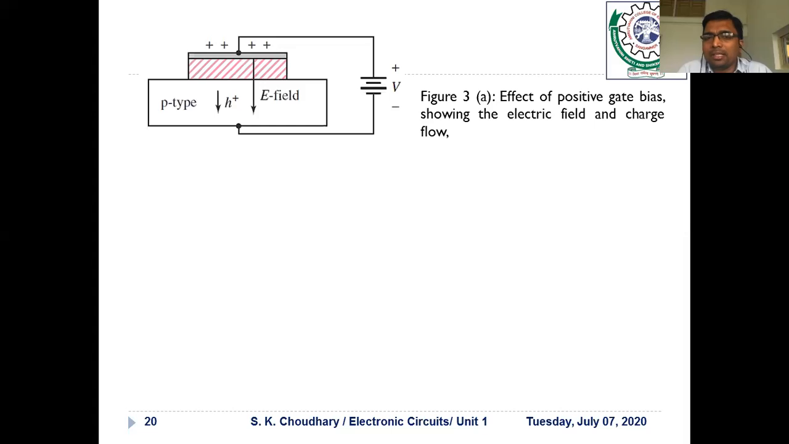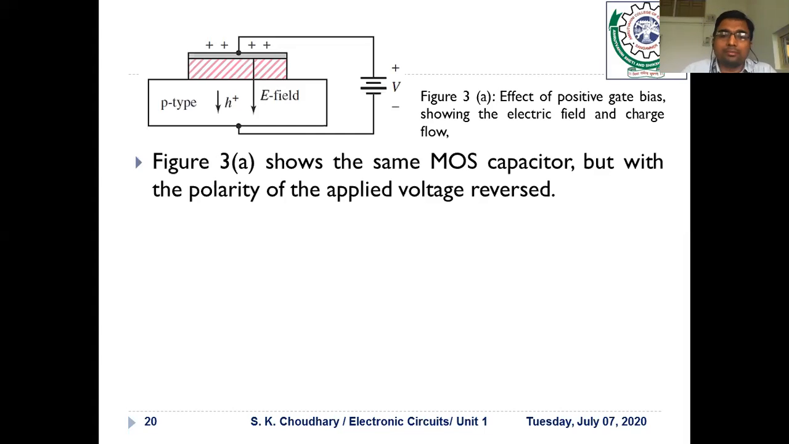Whatever DC voltage source you have used, or maybe you can say battery, you can connect it in this manner: the positive terminal of the voltage source would be connected to the metal and the negative terminal to the semiconductor. Now the polarity has been reversed, so the direction of the electric field has also been reversed.